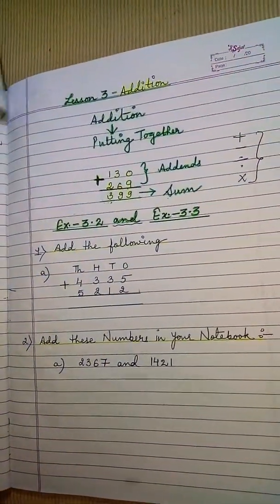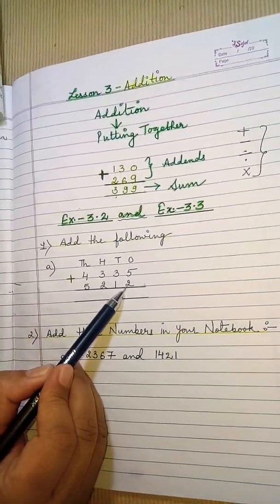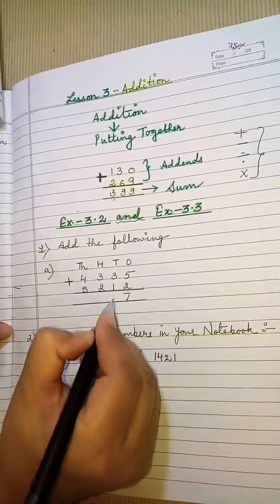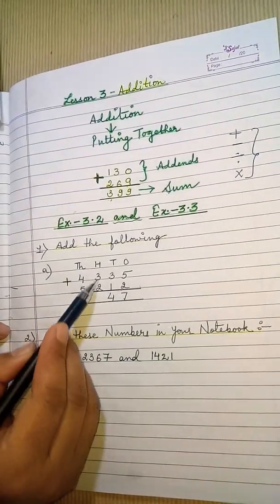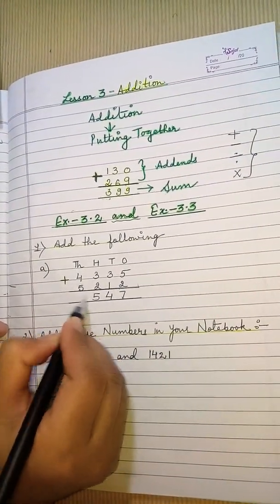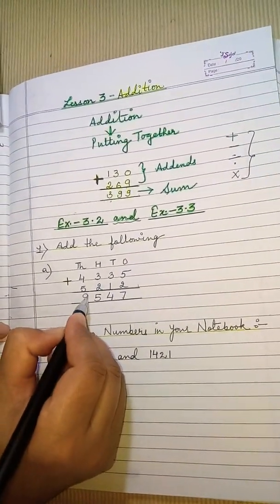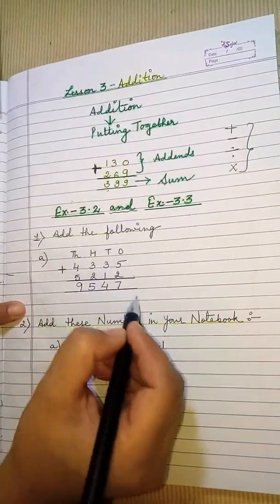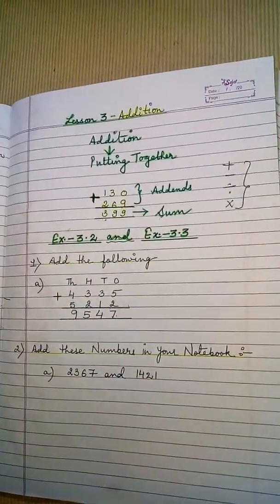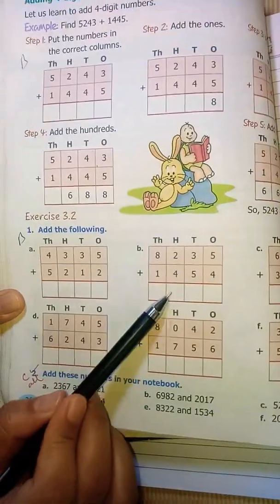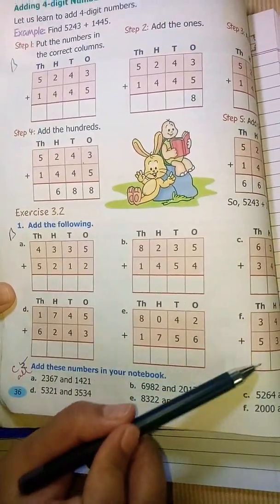We'll add them. So 5 plus 2, 5, 6, 7. 3 plus 1 is 4. 3 plus 2 is 5. And 4 plus 5 is 9. So these two are addends and this is the sum. Simply you are going to solve these sums in the book itself.